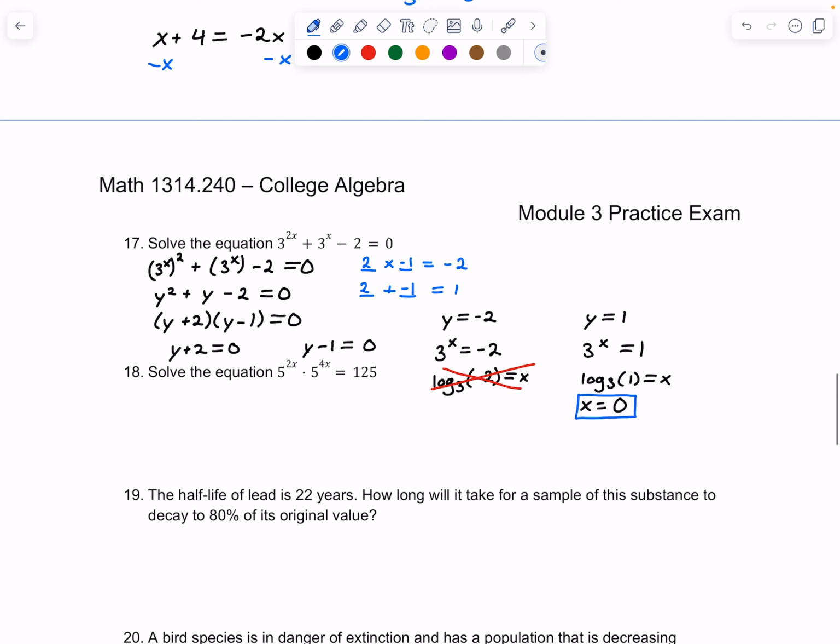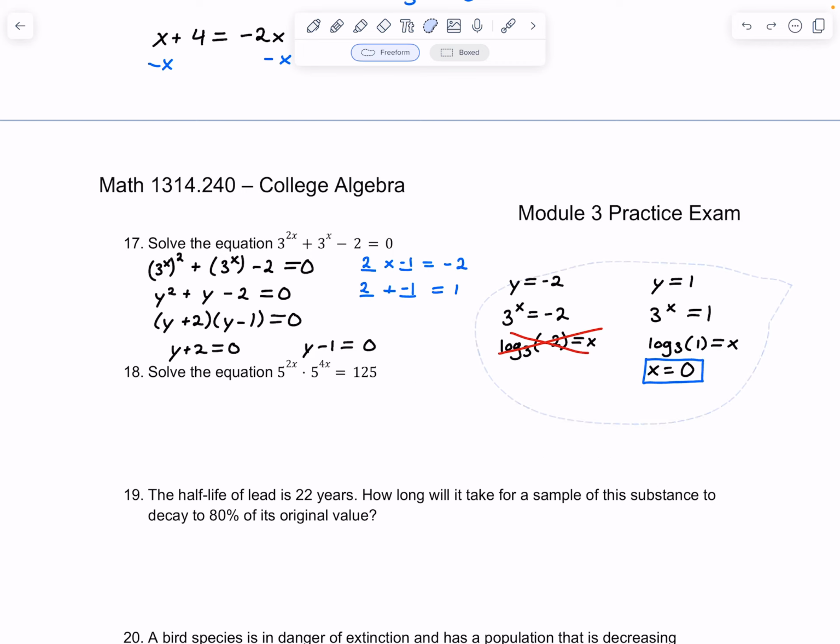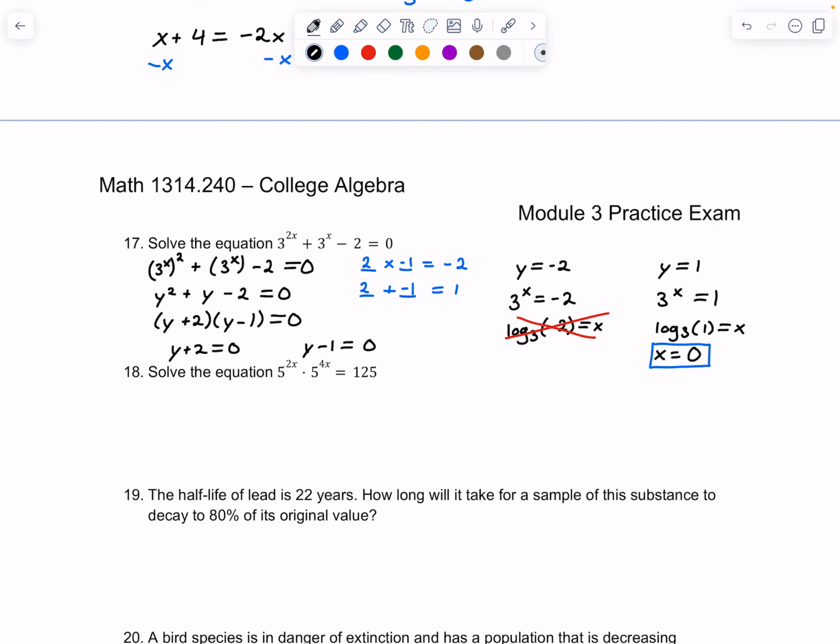And because our equation was in exponentials, there's no need to check our answer unless you just want to be really certain. So x equals 0 is the final answer for this question.